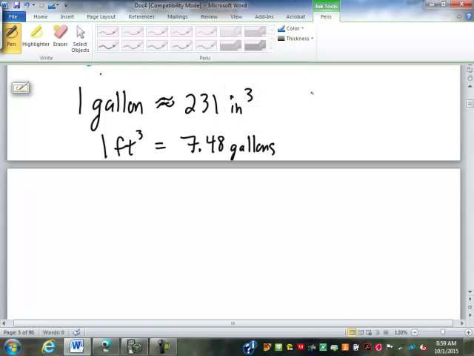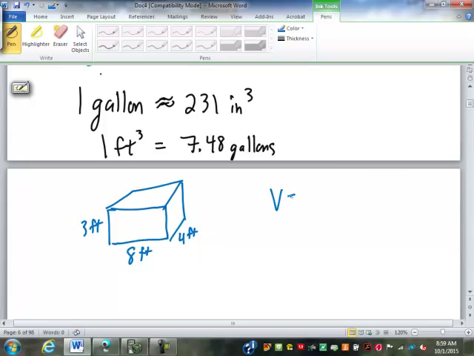So if I have, for the sake of making it simple, a rectangular tank that is 8 feet by 3 feet. Let me make up the problems, Skyler. By 4 feet. The volume of that is just going to be 8 by 4 by 3, which is going to be 96 cubic feet.